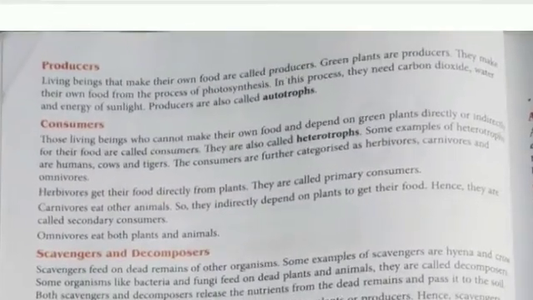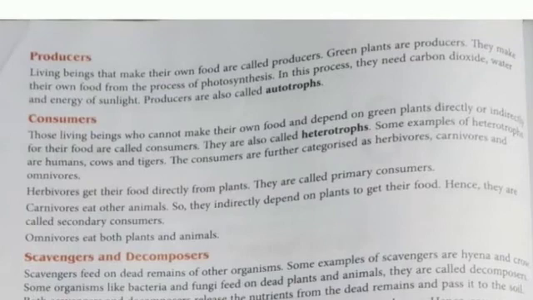Producer. Living things that make their own food are called producers. And there is only one producer, that is green plants. Green plants are the only producer. They make their own food by the process of photosynthesis.